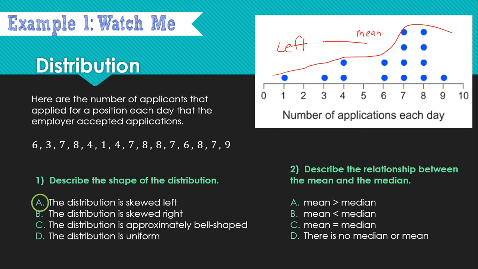So if I'm going to describe the relationship between the mean and the median, remember that the mean is pulled towards the direction of the skew. It's going to be pulled left, and the values on my number line towards the left are smaller. So the mean is going to be smaller than the median.